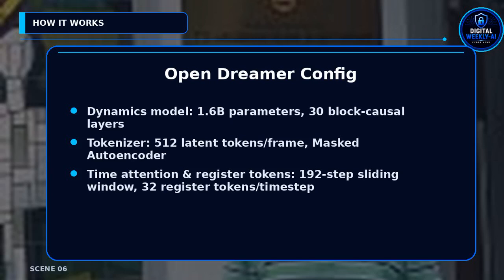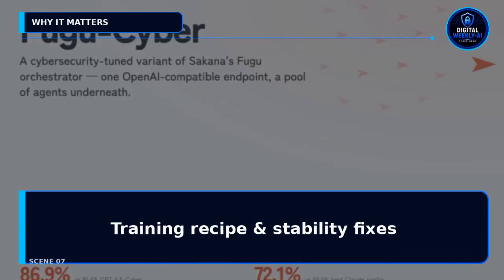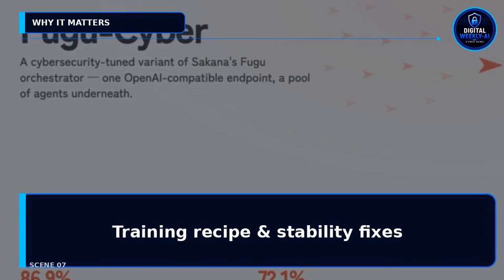Tokenizer emits 512 latent tokens per frame at bottleneck width 16. Tokenizer is a masked autoencoder, not a VAE. OpenDreamer publishes the full training recipe.